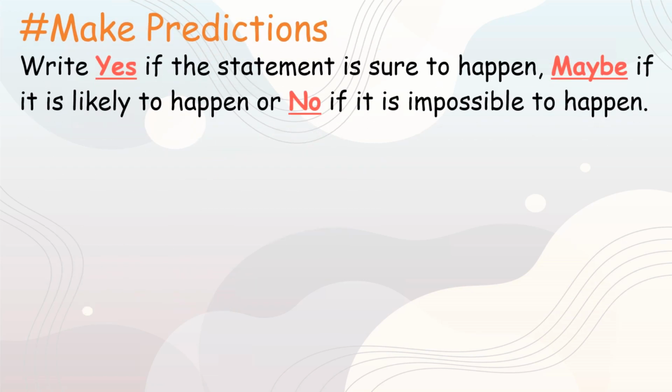Before we go to our further discussion, we have here: make predictions. Write yes if the statement is sure to happen, maybe if it is likely to happen, or no if it is impossible to happen. So there are three choices to gather, no? Or pwede nating pagpipilian. So we have yes, maybe, or no.